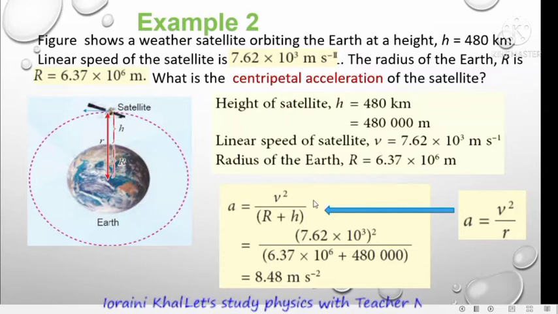Then we use the formula here. Centripetal acceleration a equals v squared divided by r. R is the distance between the centers of the two objects, so it becomes the radius of the Earth plus the height of the satellite. So you just add r plus h. Then you will get 7.62 times 10 to the power 3, squared, divided by r. Then we get 8.48 meters per second squared. So this is called the centripetal acceleration of the satellite.